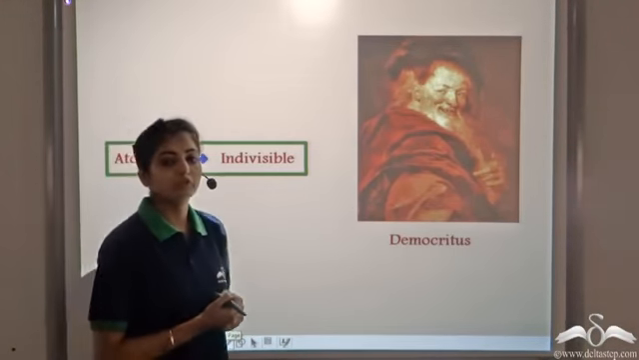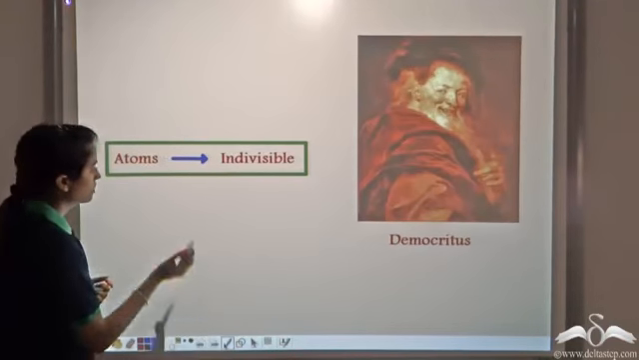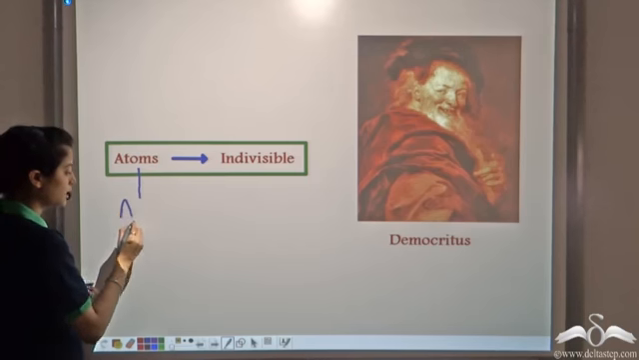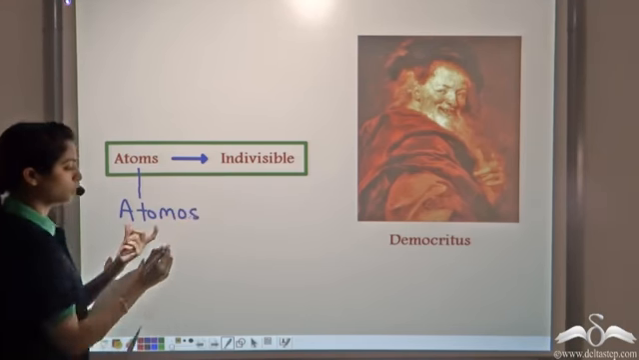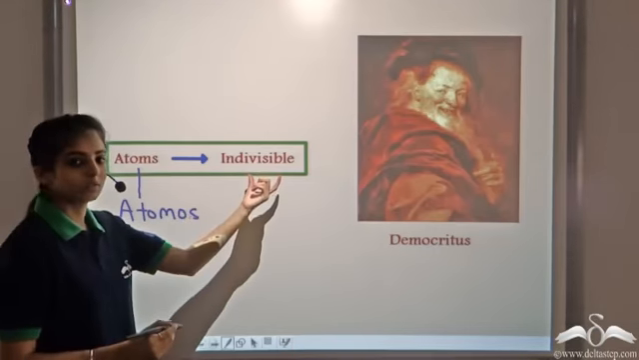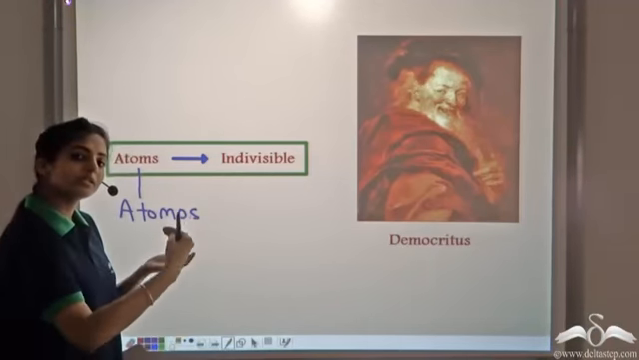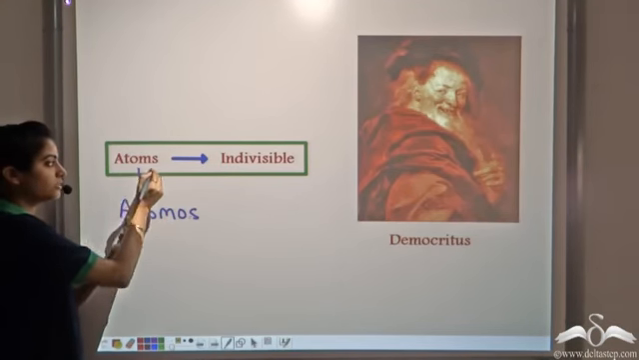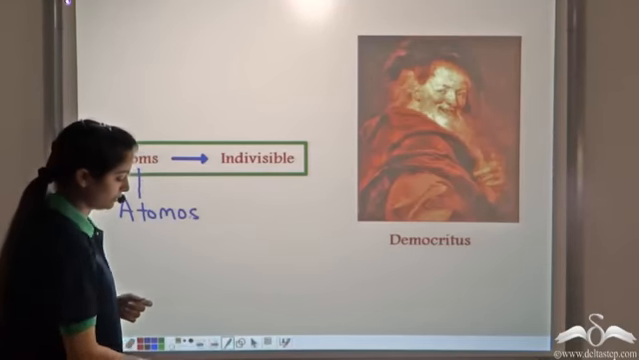Democritus, a Greek philosopher, years back came up with the concept of atoms. Atom comes from the Greek word atomos, which means indivisible. So any matter that is present around us, when it is divided, the final stage up to which it can be divided is atoms. This is the smallest indivisible unit of all forms of matter.